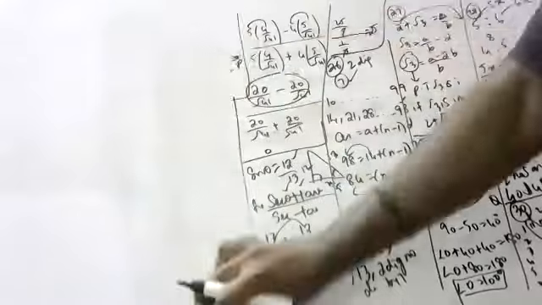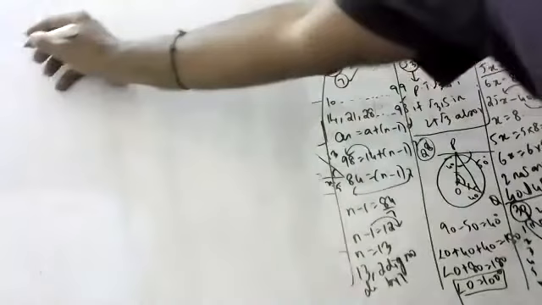Okay. Yeah. Anyone? Nothing, sir. Yeah. Next one, 31, children.